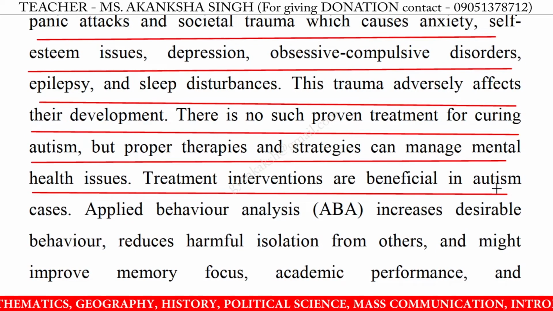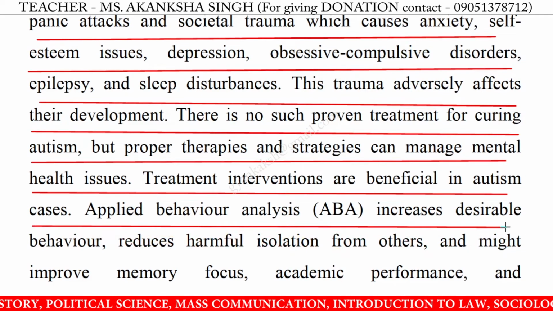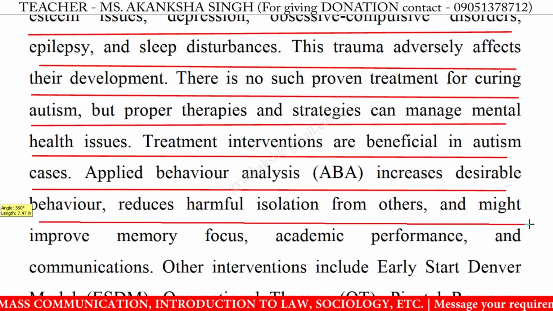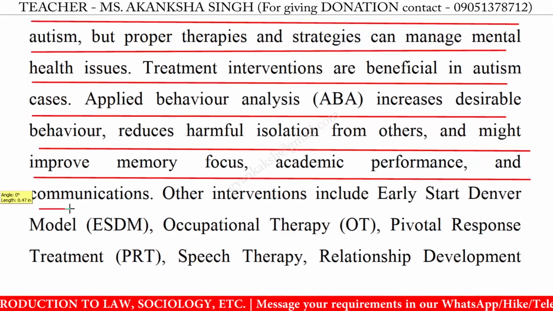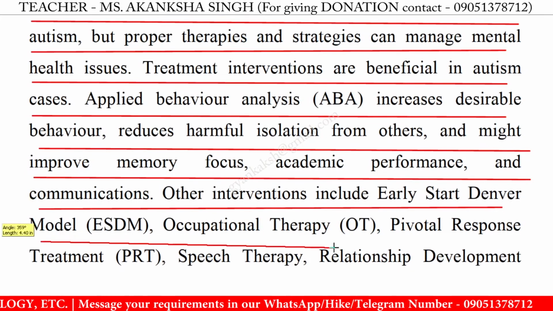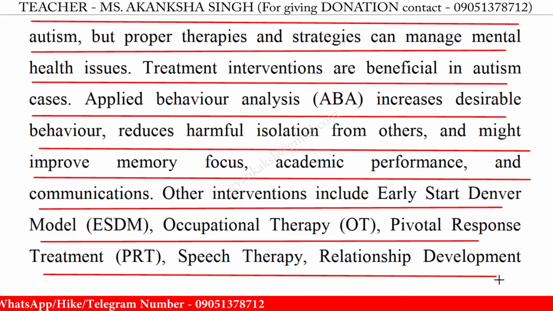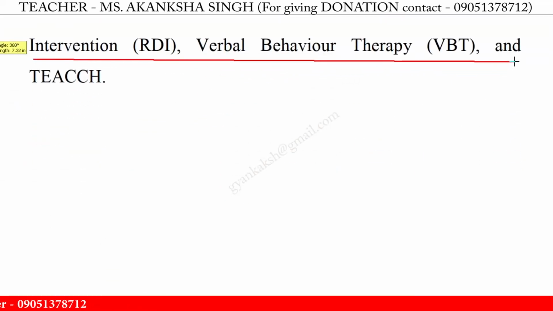Treatment interventions are beneficial in autism cases. Applied behavior analysis, ABA, increases desirable behavior, reduces harmful isolation from others, and might improve memory, focus, academic performance, and communications. Other interventions include Early Start Denver Model, ESDM, occupational therapy, OT, pivotal response treatment, PRT, speech therapy, relationship development intervention, RDI, verbal behavior therapy, VBT, and TEACCH.